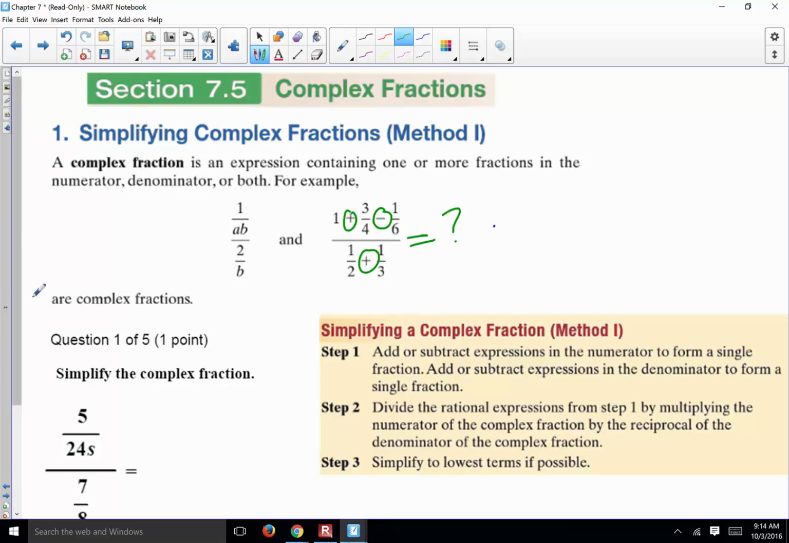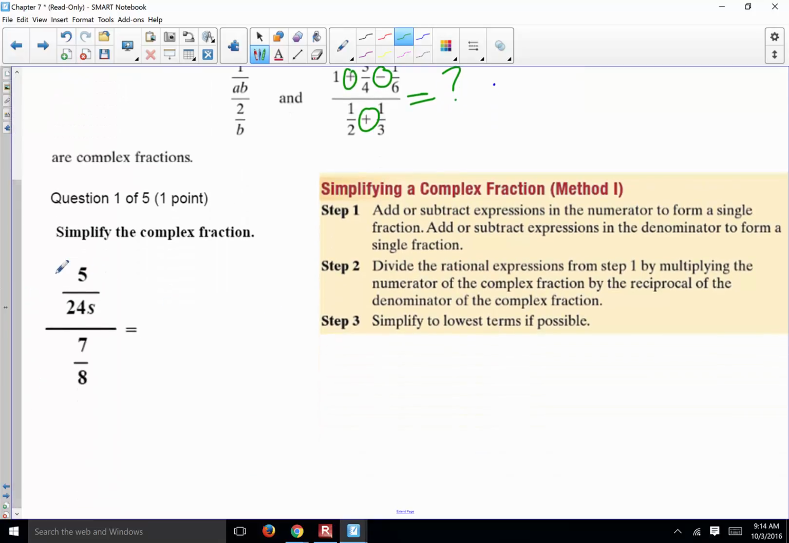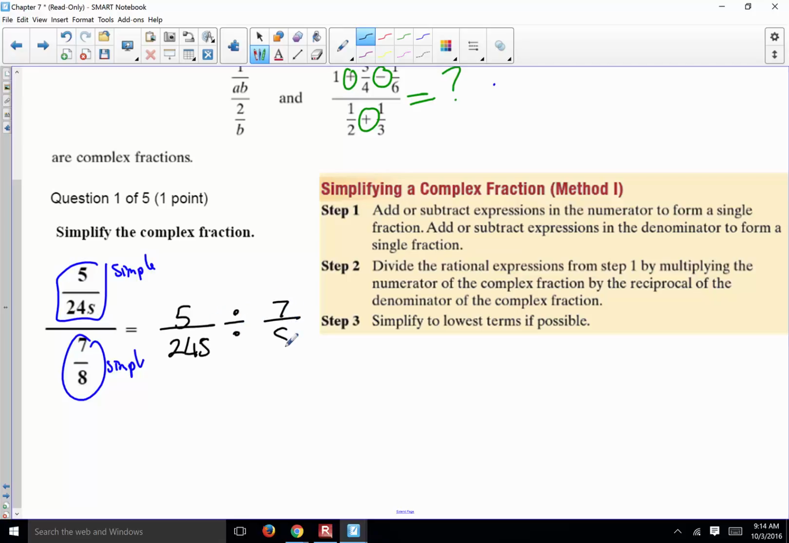Okay? Don't worry, it's not that bad, but why don't we first recall how we did it with simple top and bottom. So this is simple. This is simple. Why? There is no add or subtract symbol. All we need to do is take 5 over 24, create a division symbol, put 7 over 8 afterwards. Once you see the division symbol, you put the top to the left, bottom to the right. After the division symbol, how do we do the division? I forgot.